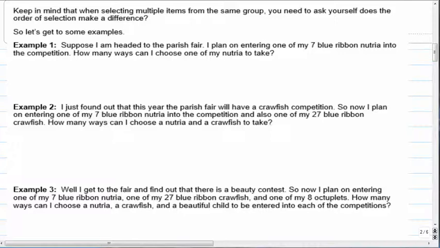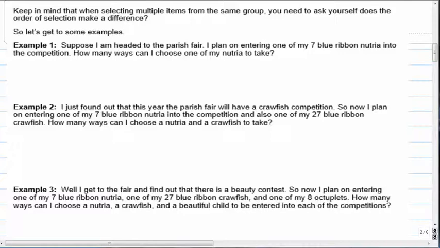So, let's just get started here. Example 1, if you've taken my lecture class, we've walked through that. We've been to the fair. Well, you got to sit through this again. All right? Anyway, I'm headed over to the parish fair, and I plan on entering one of my 7 blue ribbon nutria into the competition. How many ways can I choose one of my nutria to take?